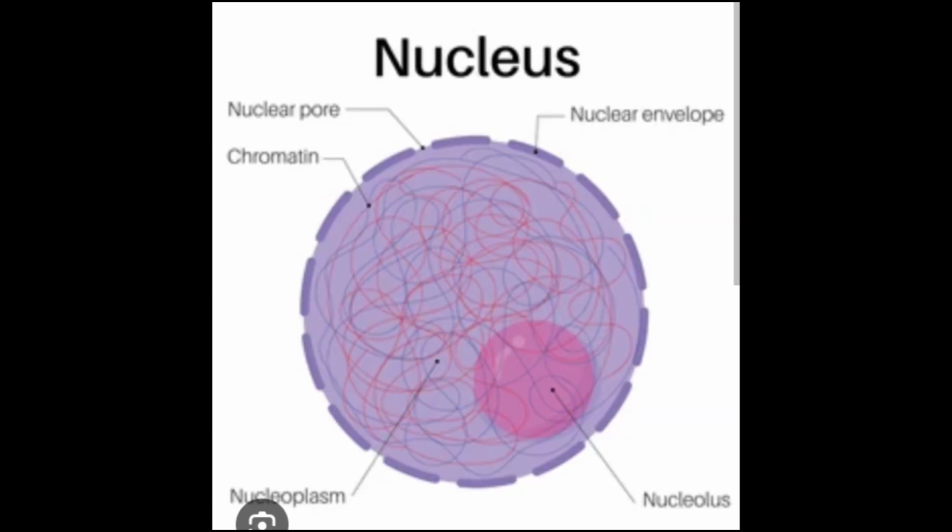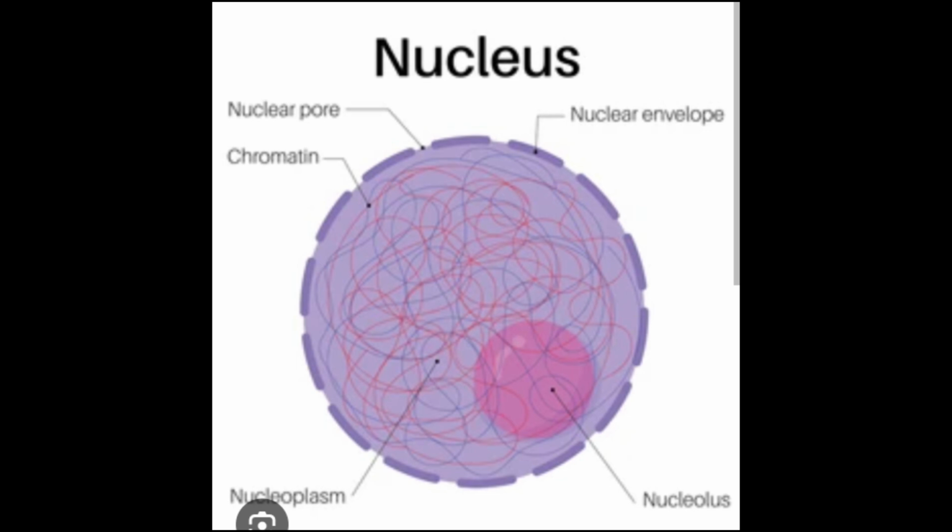If we see the nucleus, it is surrounded by a double membrane nuclear envelope with pores. It contains nucleoplasm, chromatin, which is made up of DNA and protein, and the nucleolus. The function is to store genetic material and coordinate activities like growth, metabolism and reproduction. The nucleolus synthesizes rRNA and assembles ribosomes.